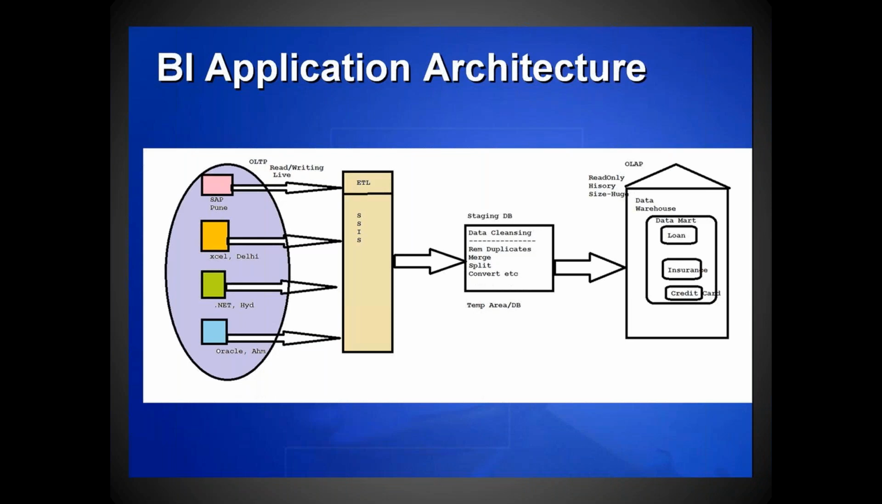That clean data we are going to move into the data warehouse. It is read only. History data is available, and the size is huge. This is OLAP and this is OLTP. OLTP has read and write options. OLAP is read only. Why? Because we cannot change anything. That is historical data they are going to maintain.